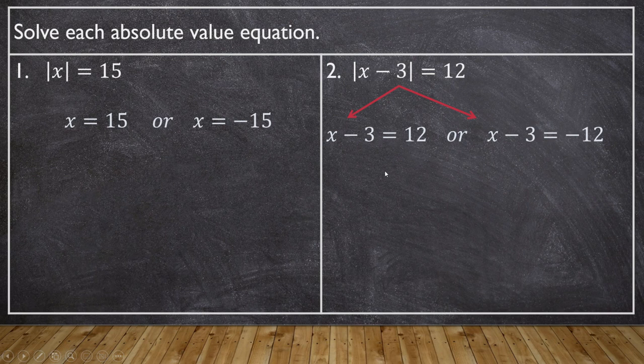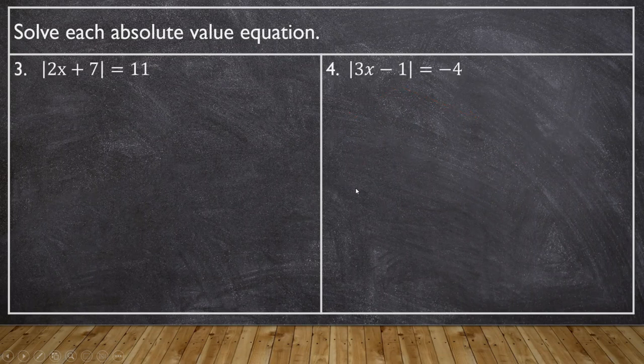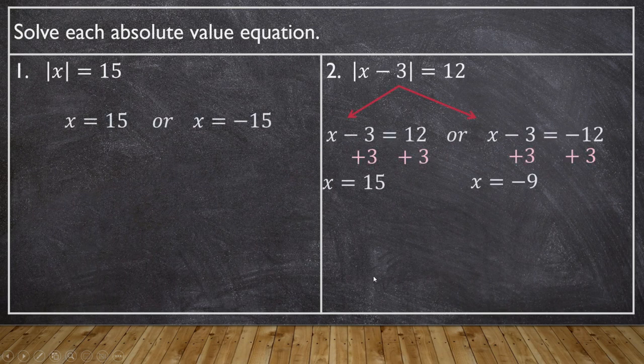Okay, so then we just solve. So x minus 3 is equal to 12. I add 3 to both sides. I get x is equal to 15. On this side, when I add 3 to both sides, I get x is equal to negative 9. So I have x is equal to 15. Sorry, guys. x is equal to 15. x is equal to negative 9. Both of these make this equation true. Remember we're working with absolute values, distances from zero. That's why we have to break it off into two different ones.